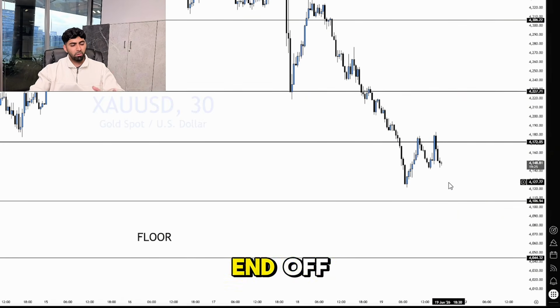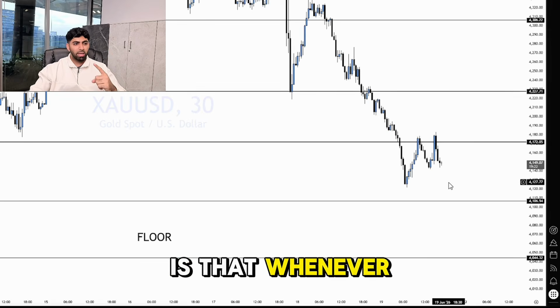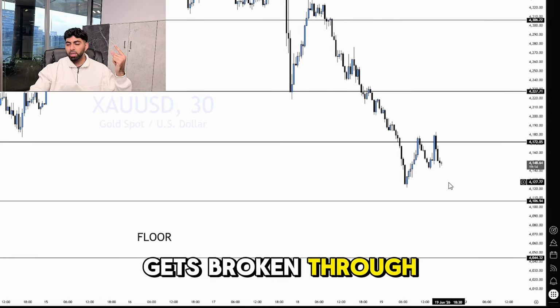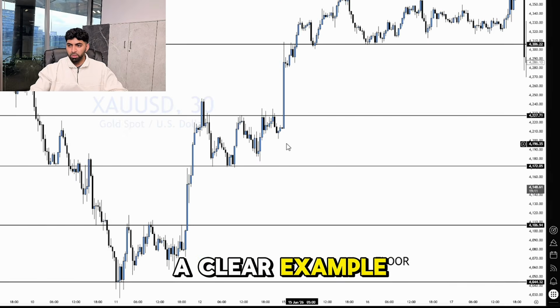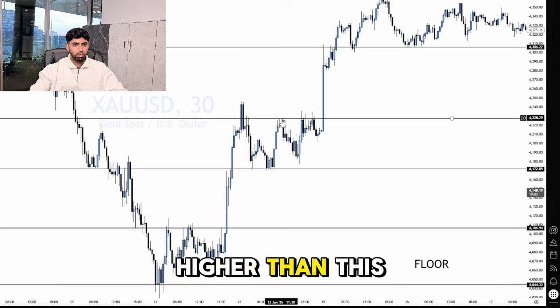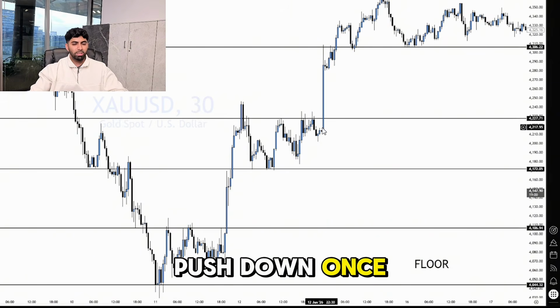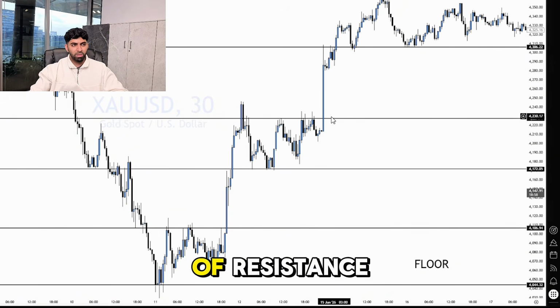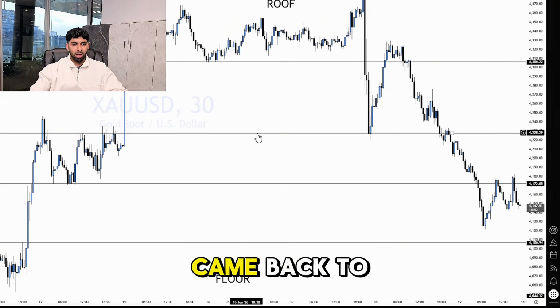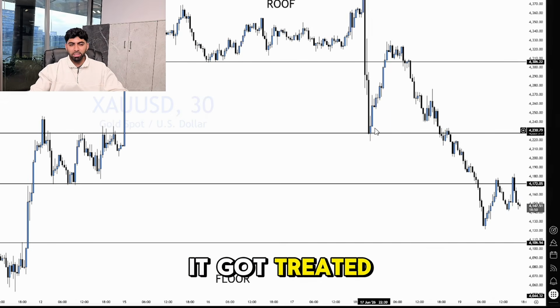Very simple. And before we end off, one more thing to note is that whenever a level of support gets broken through, that level becomes a level of resistance. And whenever a level of resistance gets broken through, that level becomes a level of support. A clear example is something over here, right? At this price over here, this level was a level of resistance. The market was resisted to go higher than this. You can see it push down. Once the market broke above this level of resistance, this resistance now became a level of support, right? And you'll see when the market came back to this level later on, it got treated as a level of support and it bounced up from this level.